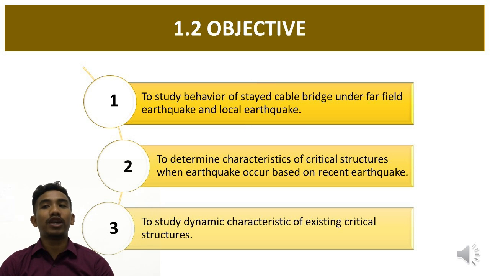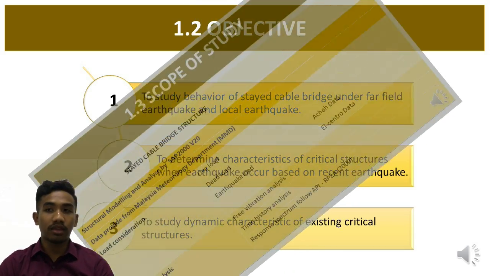Objective number 1. The objective of this research is to study the behavior of a cable bridge under far-field earthquake and local earthquake. The second one is to determine the characteristics of critical structures when an earthquake occurs, based on recent earthquakes. And the last objective is to study the dynamic characteristics of existing critical structures.